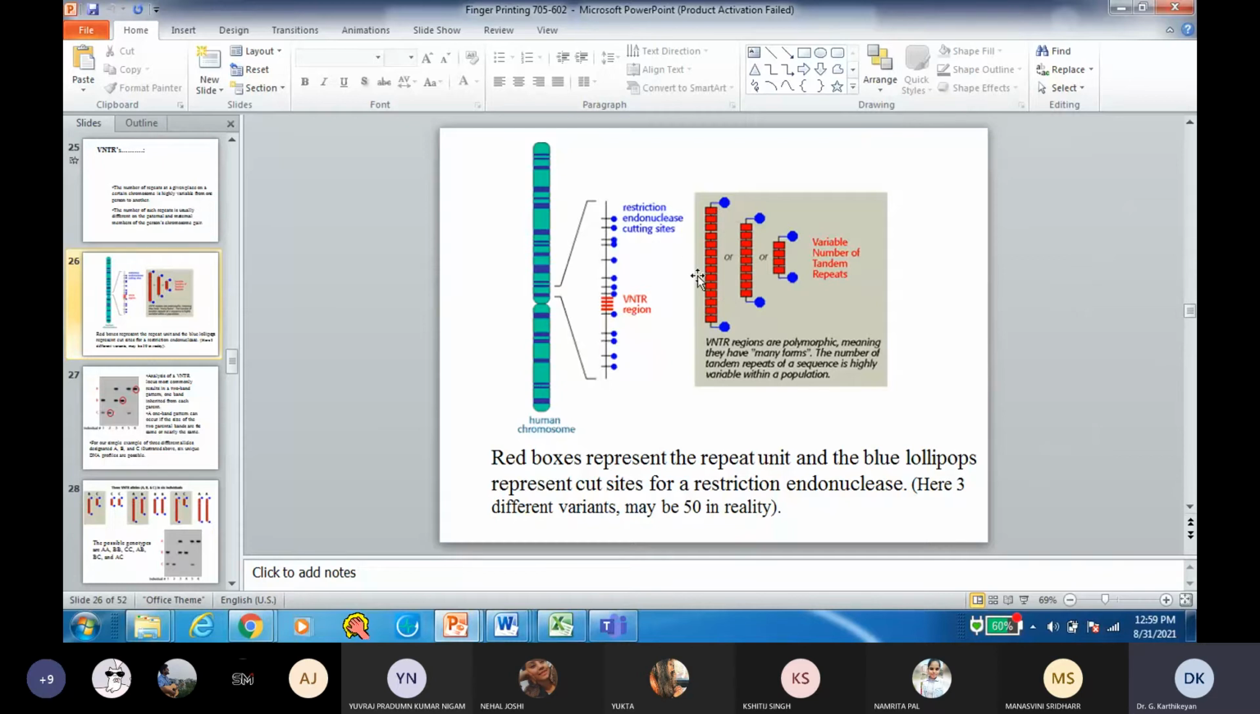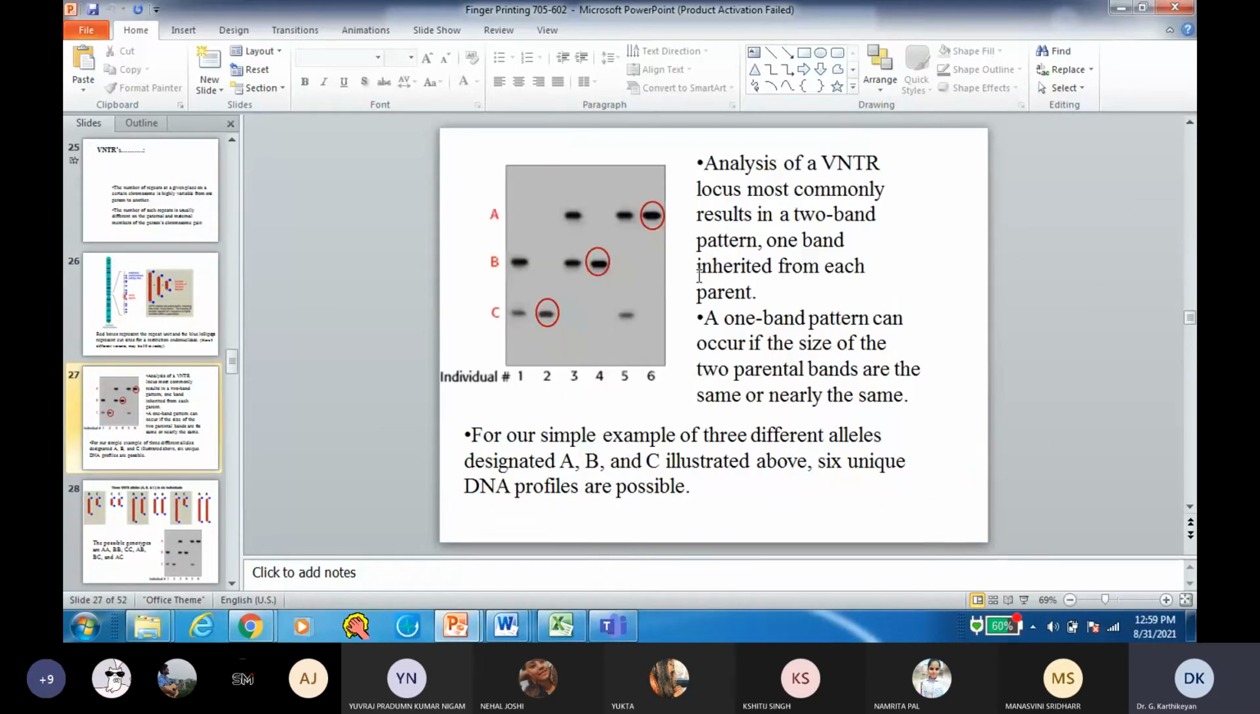Okay, so it is possible, but it is a very rare thing. But typically you will always see two bands. You will always see two bands, except that very rarely you will see a single band. Okay, a one band pattern occurs if the size of the two parental bands are the same or nearly the same. Very rare. Okay, so for illustration purpose, it has been shown here.